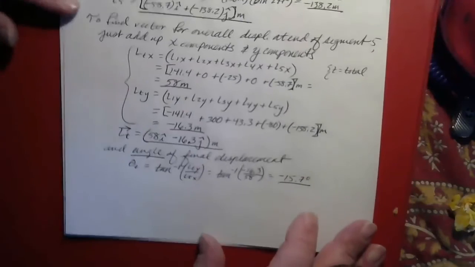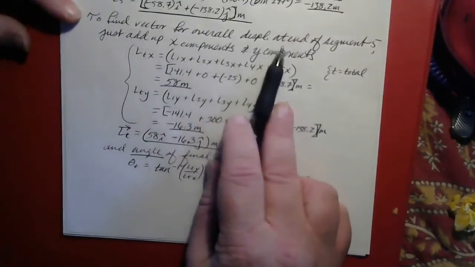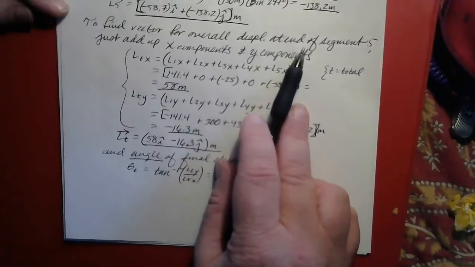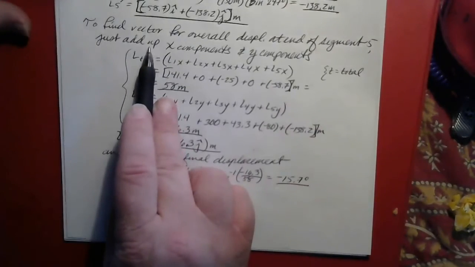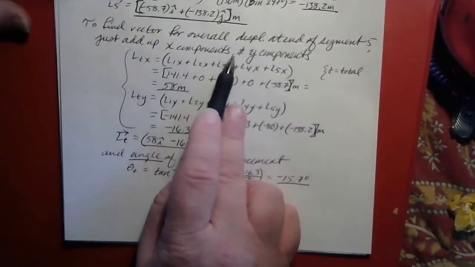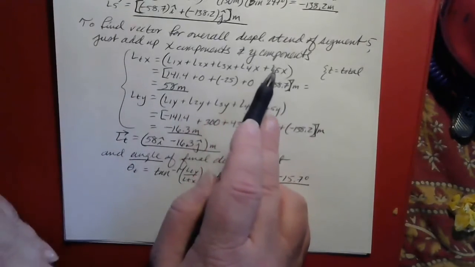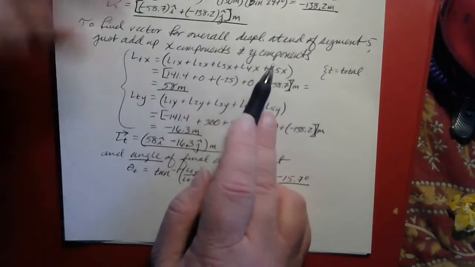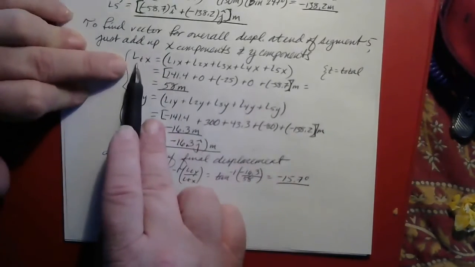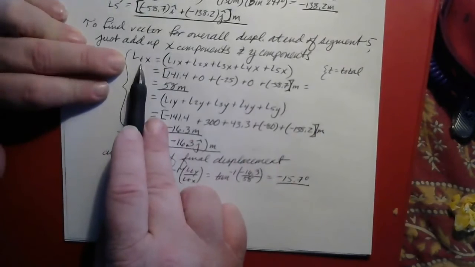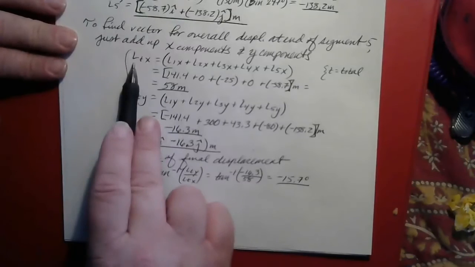This wasn't part of the original question, but if you wanted to find the vector for the overall displacement from the original starting point at the end of segment 5, all you'd have to do would be add up the x components of all 5 of those segments and add up the y components for all 5 of those segments, and those would be the x and y components of your final vector. So I'm calling this LT for L total, or you could call it LF for L final, I guess. That would probably make more sense.